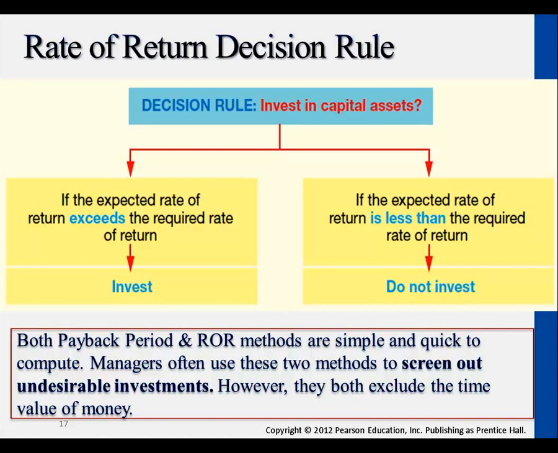So let's see, do we need to invest in this particular capital asset or not? The way we're going to make the decision: if the expected rate of return exceeds the required rate of return, then we're going to invest. From the example on the previous slide, we saw that it was less than. So if the expected rate of return is less than the required rate of return, as it was before, 16.7 versus 20, we're not going to invest.